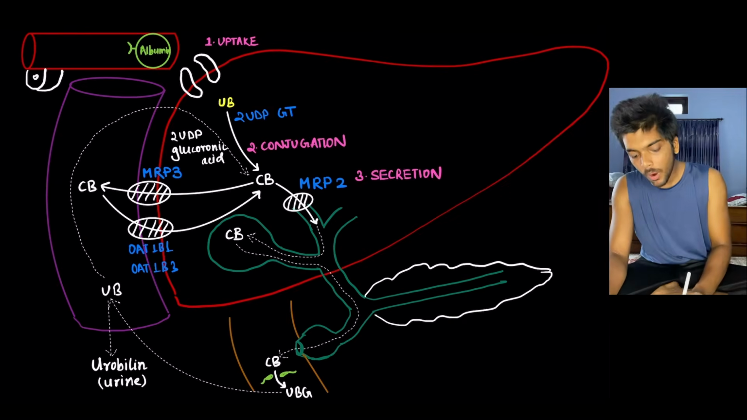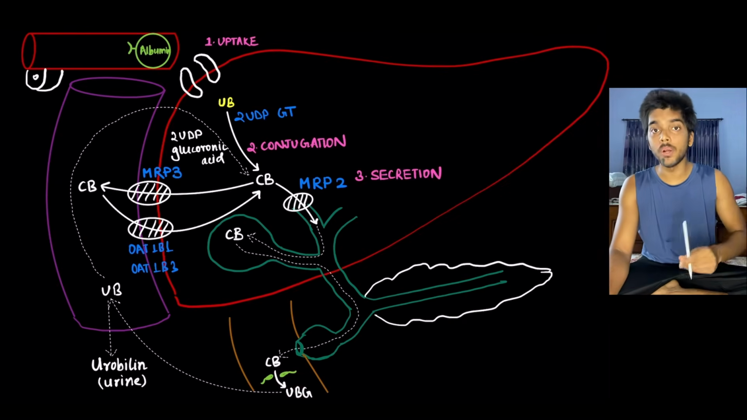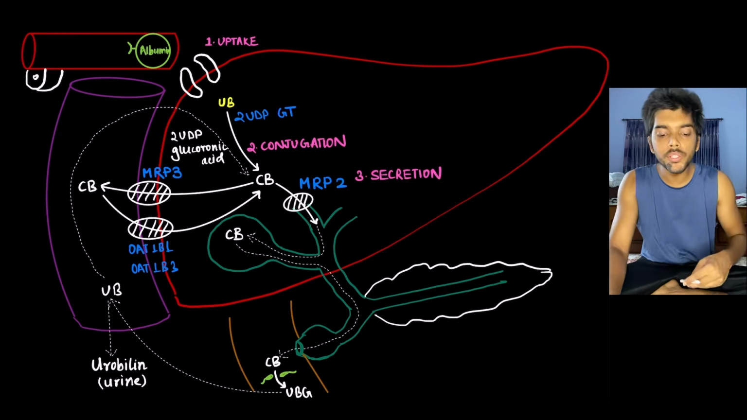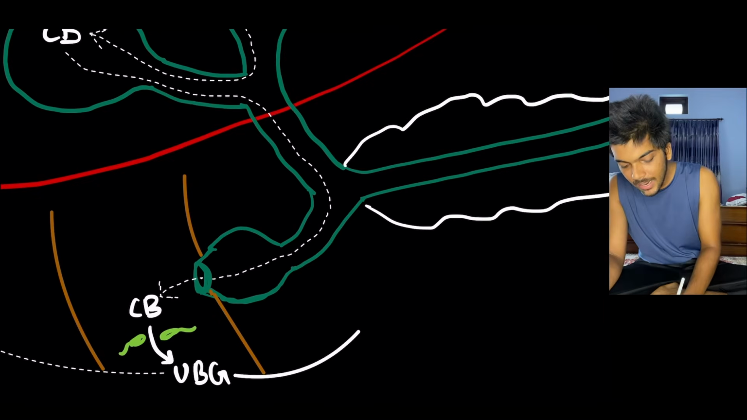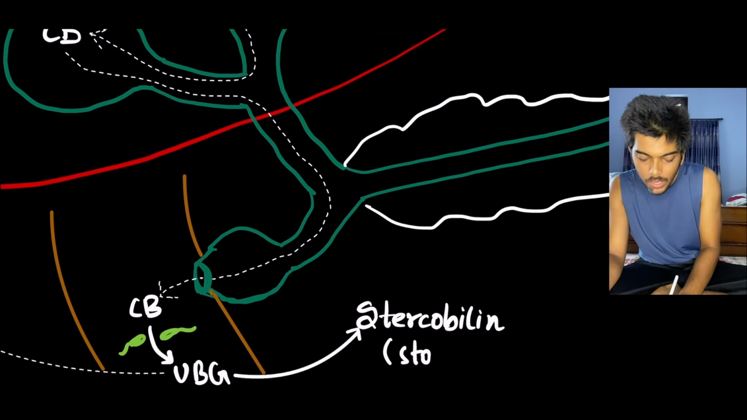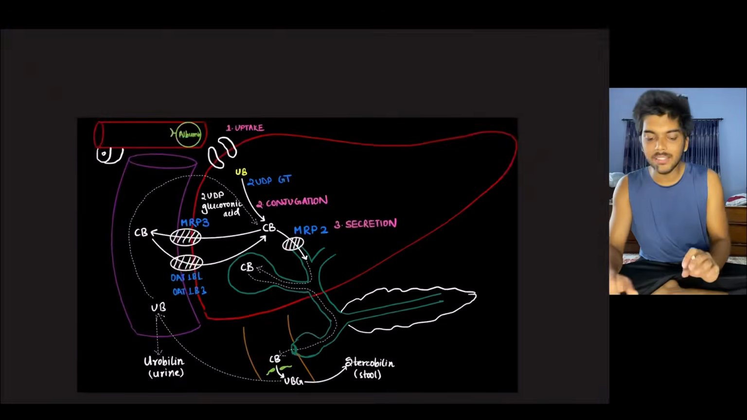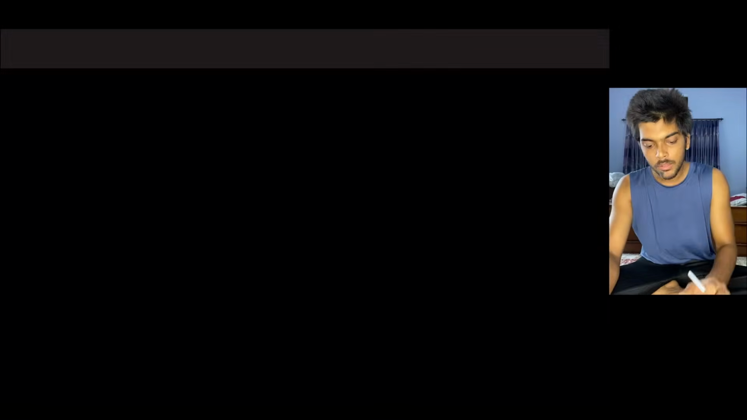Okay. What about the urobilinogen present within the GIT? It comes out as well. Yes, it comes out along with stool. So in stool, urobilinogen gets oxidized to stercobilin, and stercobilin provides stool its characteristic brown color. So that's it. That's the end of the story. Let me revise the whole thing for you with the help of a flow chart. So what do you have?